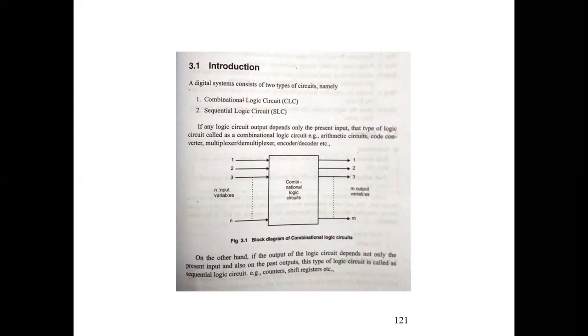Examples for combinational circuits are adder, subtractor, multiplexer, mux, demux, encoder, decoder, like that. They depend on the present input only. If I give 4 and 5, the output will be 9. If I give 5 and 6, the output will be 11 in the adder. That means output depends only on the present input. In sequential circuits, it is not like that. Output depends on the present input as well as the past output. Okay, this is the concept. So in this chapter, we are going to discuss only the combinational circuit design.